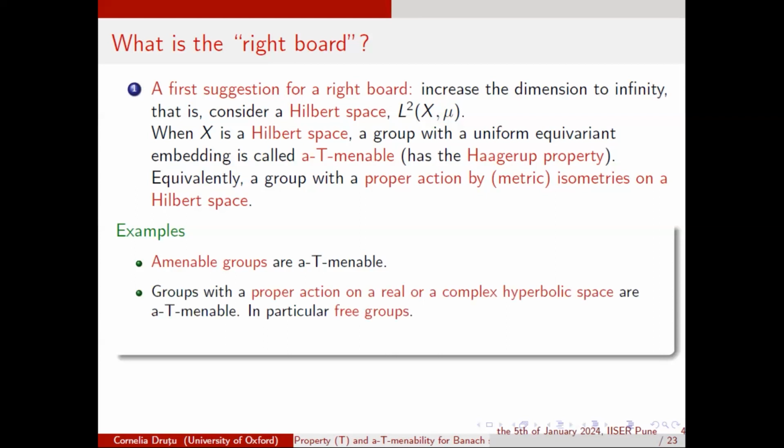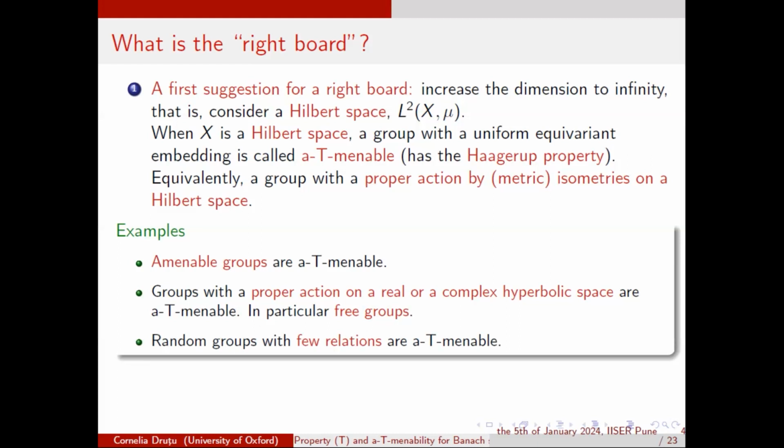Another set of examples: all the groups that have a proper action on a real or a complex hyperbolic space, or equivalently, all the fundamental groups of manifolds that can be covered by real or complex hyperbolic spaces, in particular free groups. That's very far from amenable, in fact quite the opposite, but they are a-T-menable, so they are representable in Hilbert spaces. And the last class, and I will explain later what I mean by this.